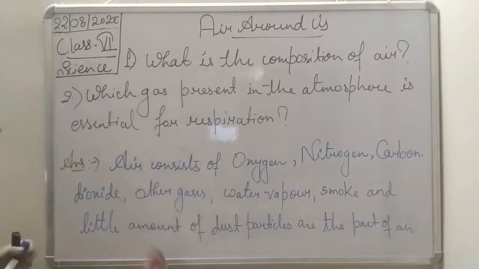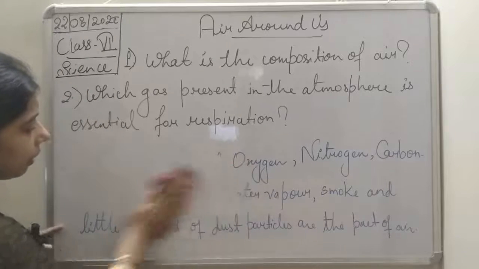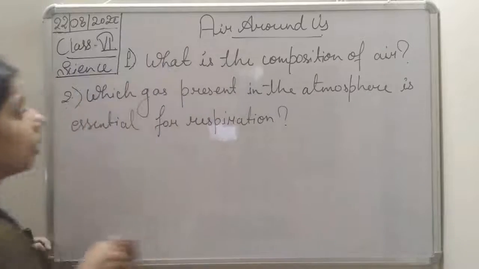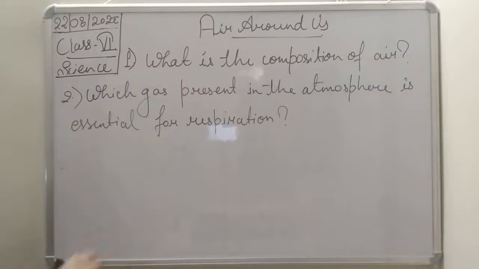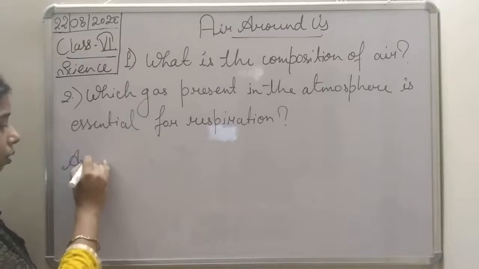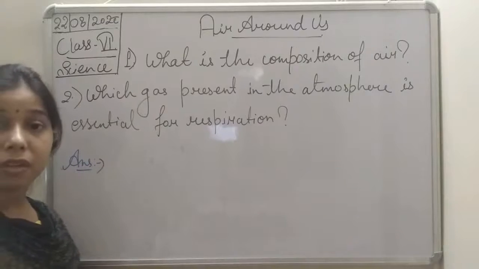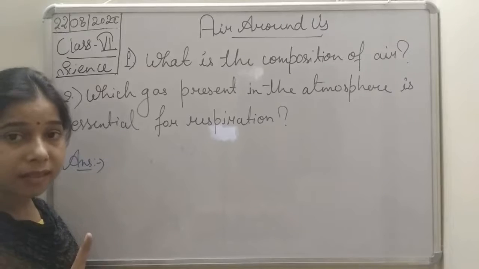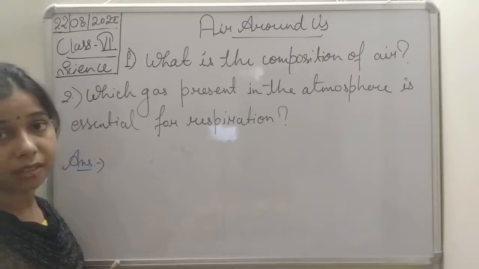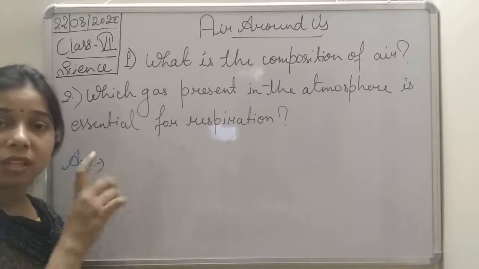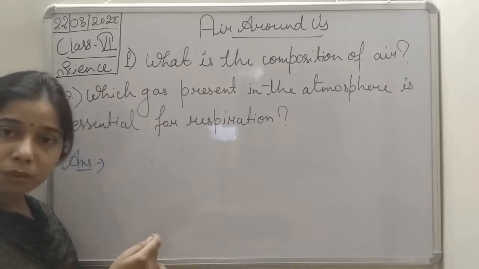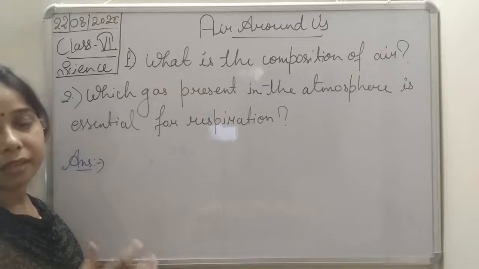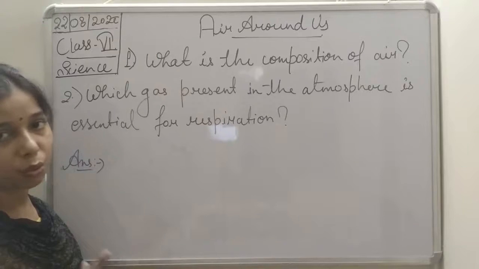Now the next question is: which gas present in the atmosphere is essential for respiration? For the process of respiration, even for the plants as well as for the animals, we know that one gas is important and that gas is oxygen. We take oxygen, this oxygen helps in the breakdown of the food, and the breakdown of the food releases carbon dioxide and releases energy, and that process is known as respiration.